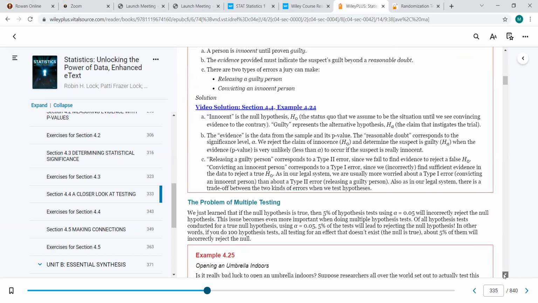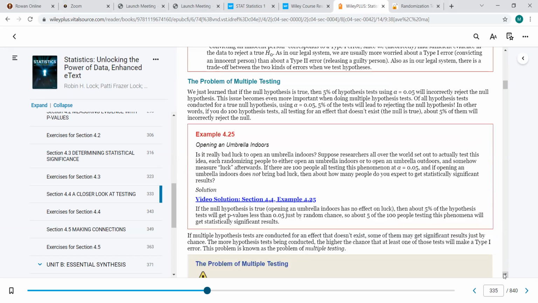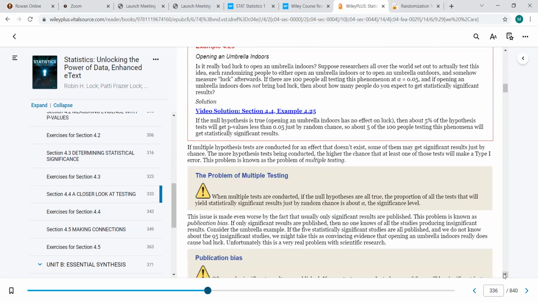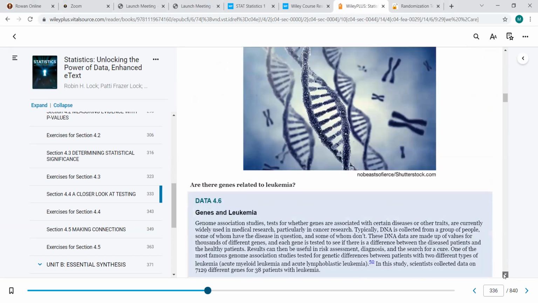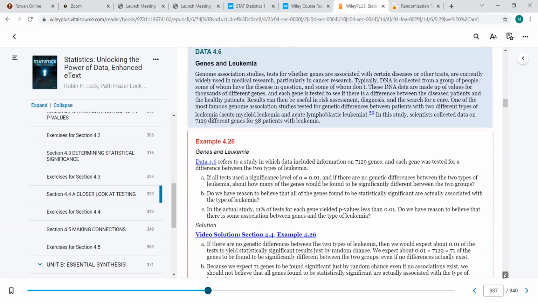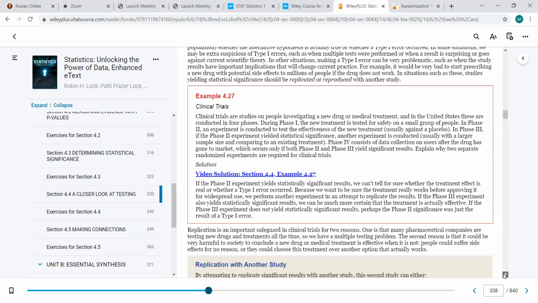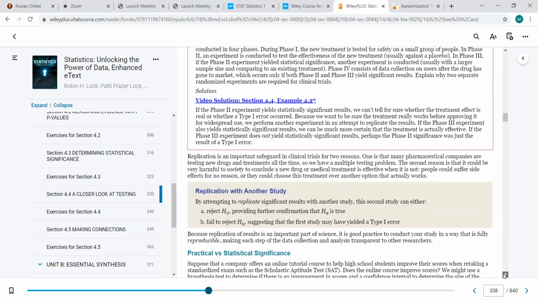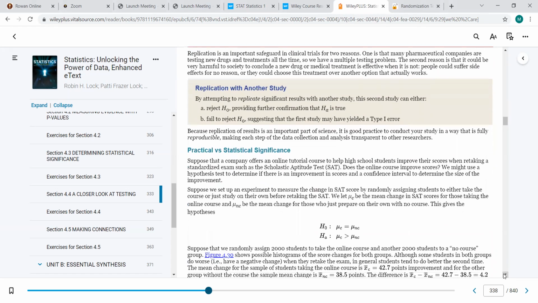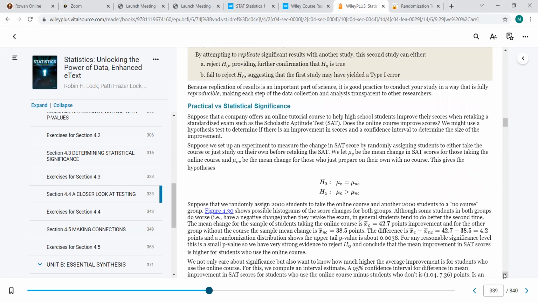No questions? All right. Now this section here in 4.4, if you're actually going to read 4.4, the problem with multiple testing, that's complicated. I'm not going to cover it. It's not a part of the curriculum anyway. Replicating results, not going to cover it. That's an advanced topic. I won't cover that either.